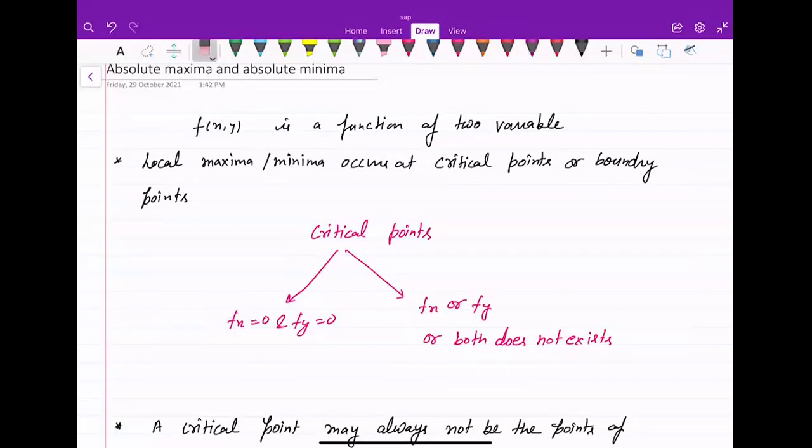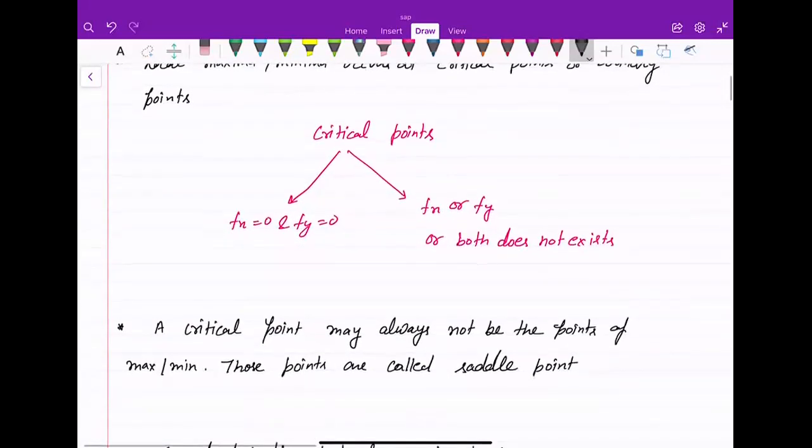We can compute the critical points by writing fx equal to 0 and fy equal to 0. The points that satisfy fx equal to 0 and fy equal to 0 are called critical points, or the points where fx or fy does not exist, or both do not exist. Those are also called critical points, as we discussed in the previous class. One more thing, a critical point may not always be a point of maxima or minima.